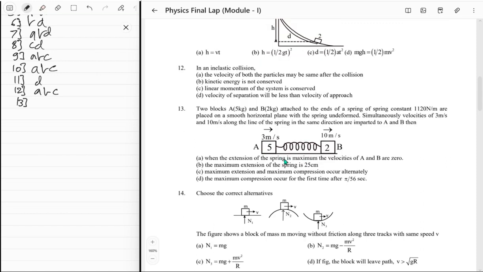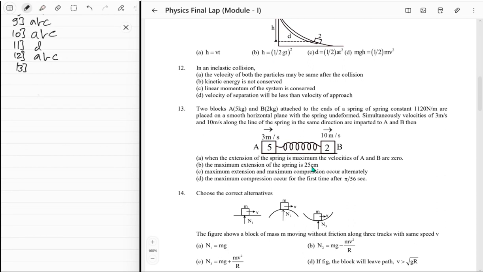When the extension of the spring is maximum, the velocities of A and B are 0. What? No, it's not 0, the center of mass is moving. Okay, the maximum extension in the spring, initially, what should we call it?